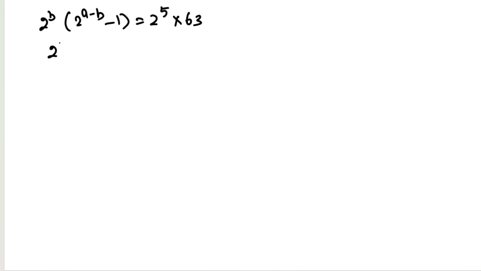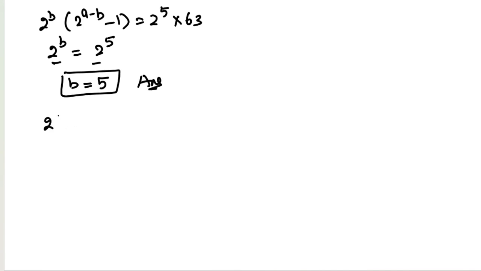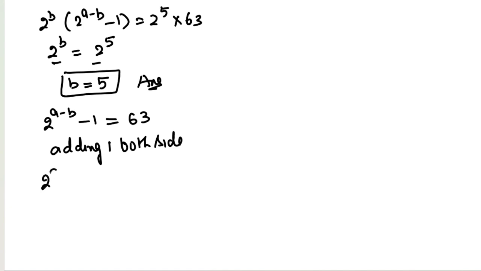Now equate the even number 2 power b with this side 2 power 5. Bases are the same, so the powers are equal, so b equal to 5. This is the value of b. Now we equate the odd value: 2 power a minus b minus 1 equal to 63. Now adding 1 on both sides, so we get 2 power a minus b minus 1 plus 1 equal to 63 plus 1.